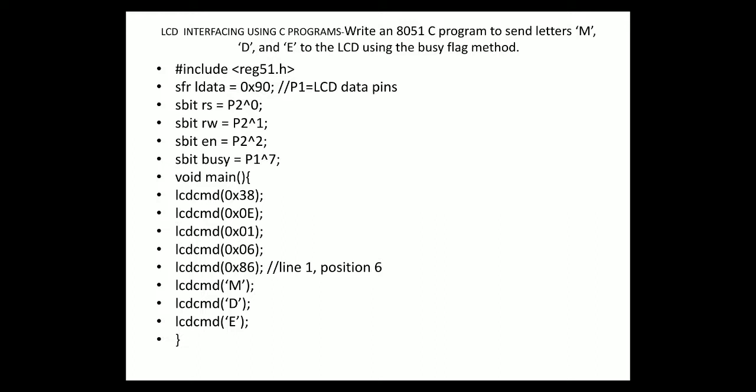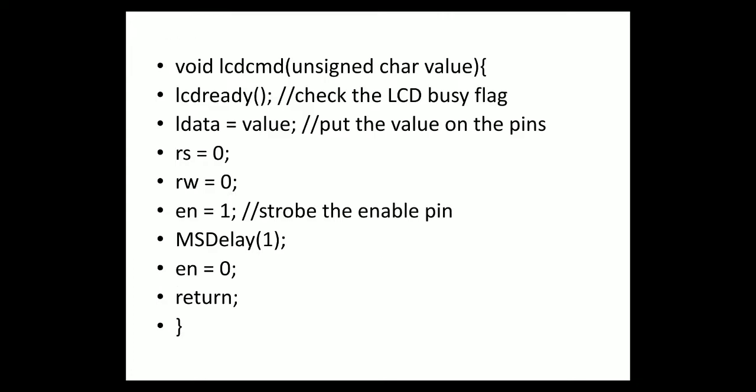Now let us go to the next slide, which is more important for us. So now I'm going to define the LCD command function: void LCD command, unsigned char value. Value is the name of a variable used in the function, and it belongs to the unsigned char data type. In that, I'm going to call a function called LCD ready to check the busy flag of the LCD. Before I send any data or command, I should verify whether the LCD is busy or not. For that, I use this LCD ready function, which I will define in a later slide.